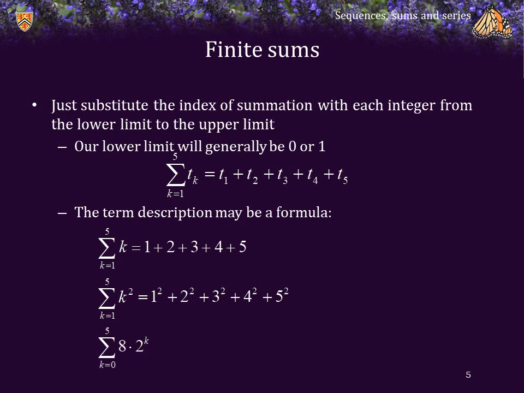Here's a different sum. Suppose I had the sum going from k equals 0 up until 5, and the term description is 8 times 2 to the k. Well, this would be 8 times 2 to the 0, which is just 8, plus 8 times 2 to the 1, which is 8 times 2 is 16, plus 8 times 2 squared, which is 8 times 4, which is 32, and so on and so forth, all the way up until 5. And when you sum all of these values up together, you get 504.